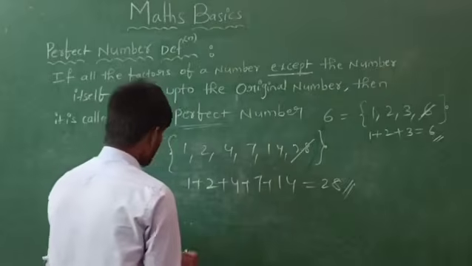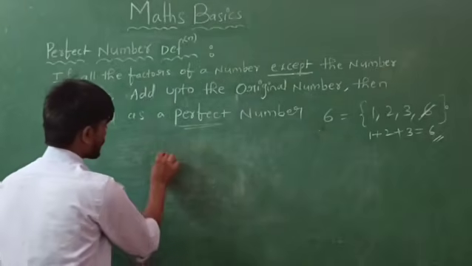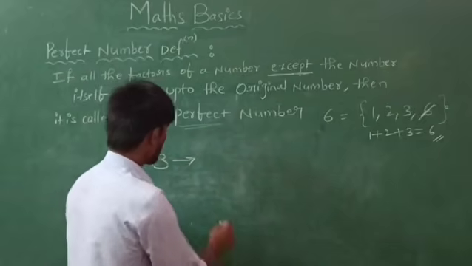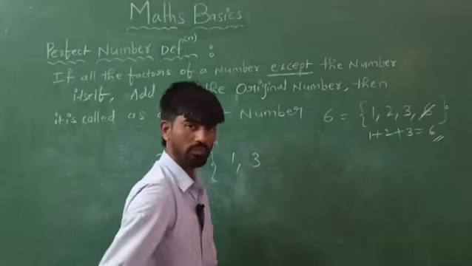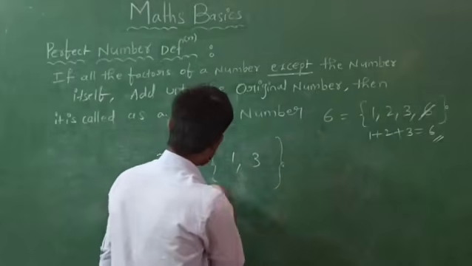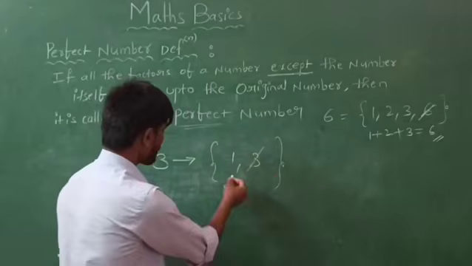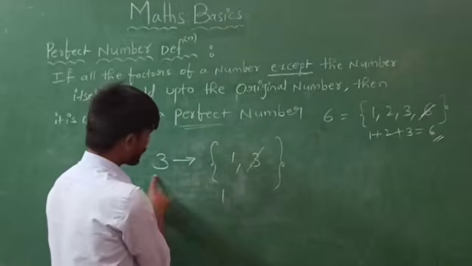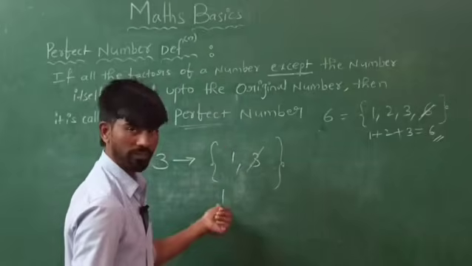Suppose here 3, is it a perfect number or not? We are going to check it. What are the factors of 3? 1, 3. Here, except 3, the rest of the term is 1. So 1 does not equal 3. That's why it is not a perfect number.